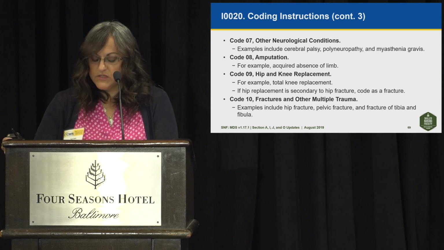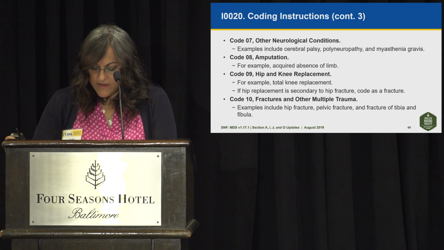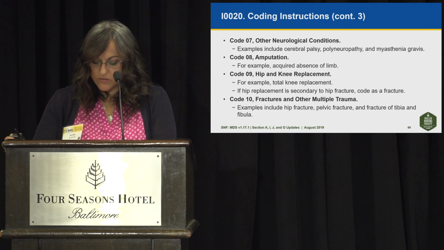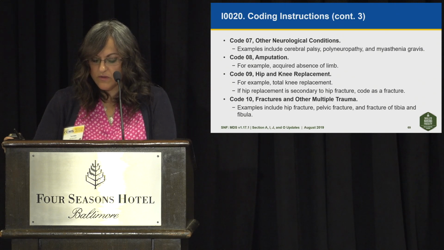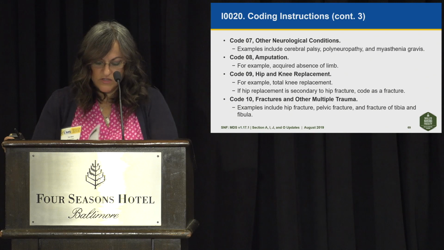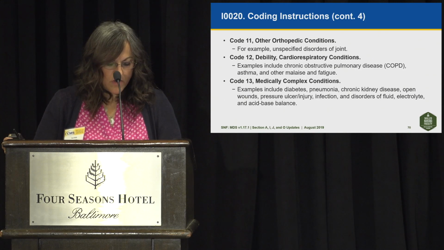So there is one thing that I do want to point out about code 10, is that if a hip replacement is secondary to a hip fracture, you're going to code it as code 10 fracture. You're not going to code the hip replacement code. You're going to code it under fractures under 10. And then code 11 through code 13.